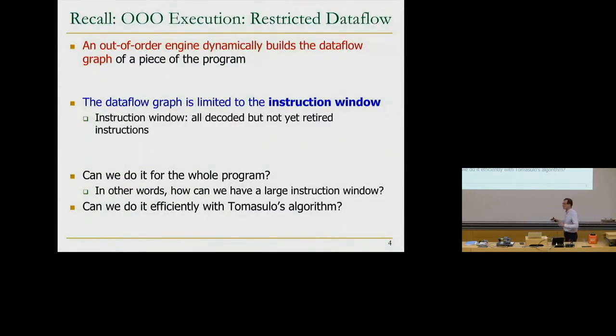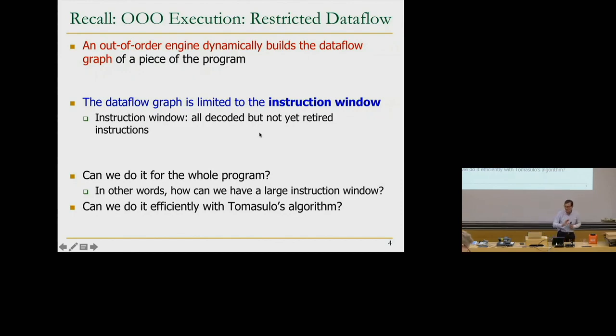Basically, we talked about out-of-order execution being restricted data flow. And we can see that by being able to reverse engineer the data flow graph of a program by just looking at the state of the reservation stations, right? And the register file. You know that very well. You can reverse engineer the data flow graph, a limited part of the data flow graph. And the data flow graph that an out-of-order execution engine builds is limited to the instruction window, which is basically the instructions that are all decoded, but not yet retired.